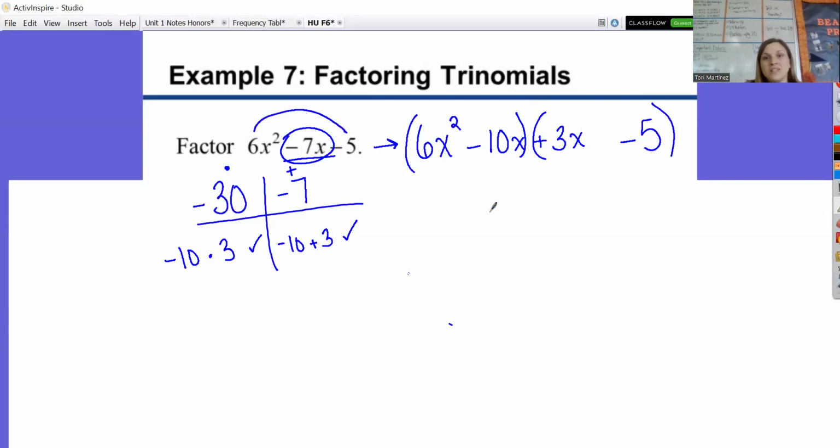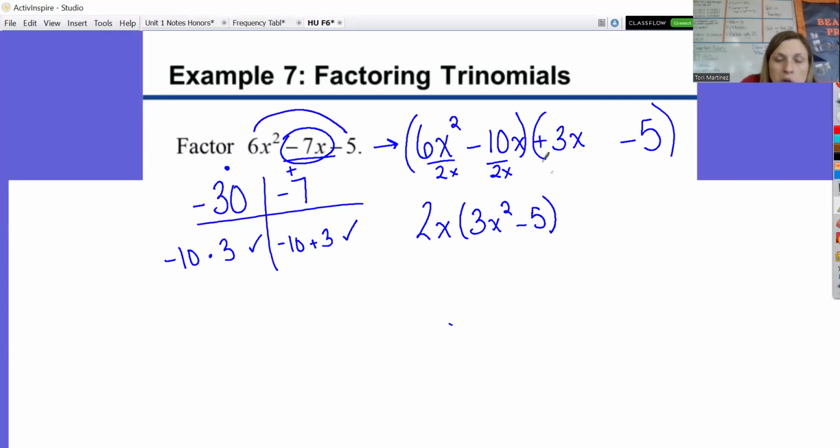It doesn't matter, the placement of the -10 and 3, they could be backwards. I could put the 3 here and the -10 here, it does not matter. Then I'm going to pull out GCFs in each of my groups. So the GCF between 6x squared and -10x is 2x. I'll divide just those two values by the 2x, and I rewrite what's left over, 3x squared minus 5.